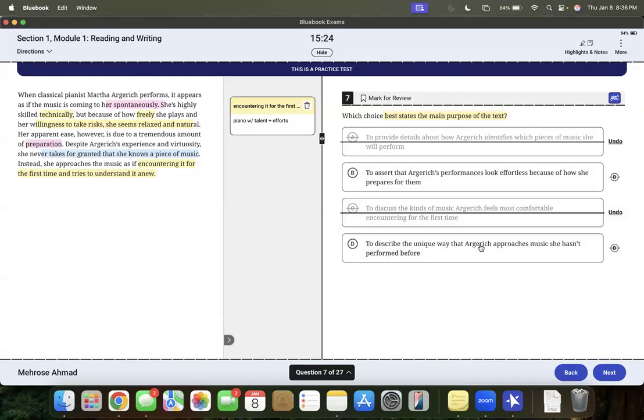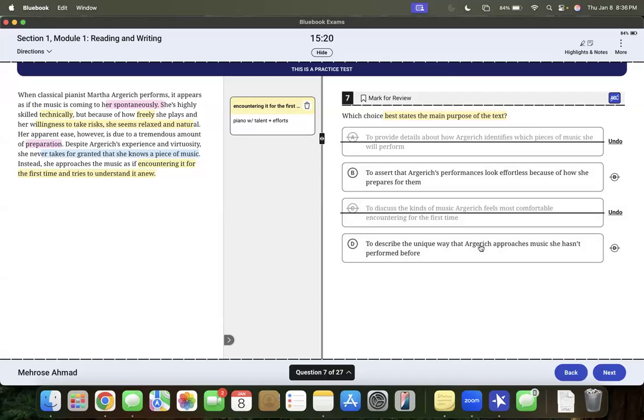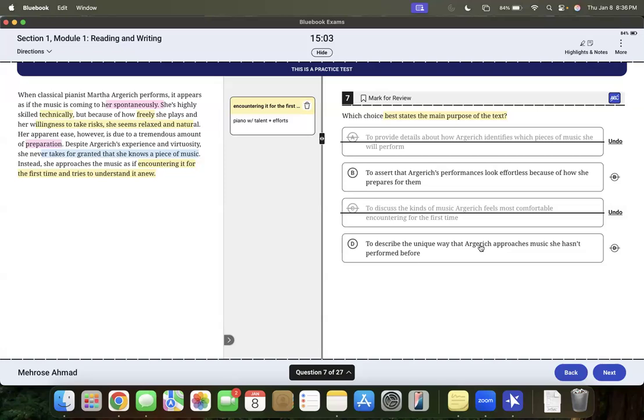D: "Describe the unique way that Argert approaches music she hasn't performed before." Again, this doesn't make sense. It doesn't talk about new pieces of music. It just talks about the fact that every single piece she treats with so much honor and so much hard work and so much effort that it is as if it was new, but it's not. Best answer: B.